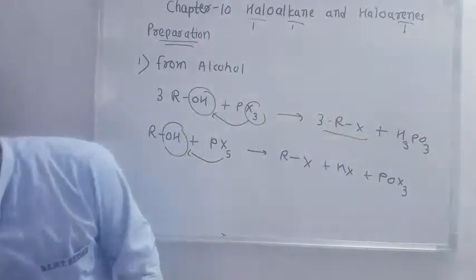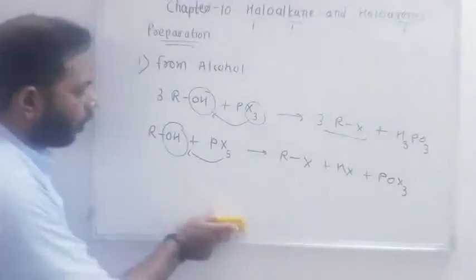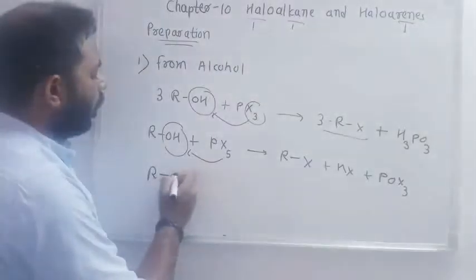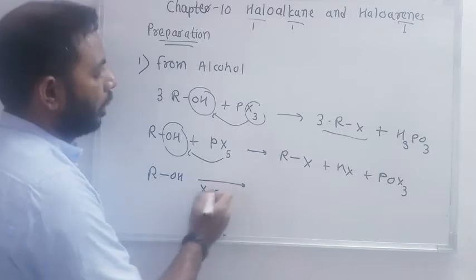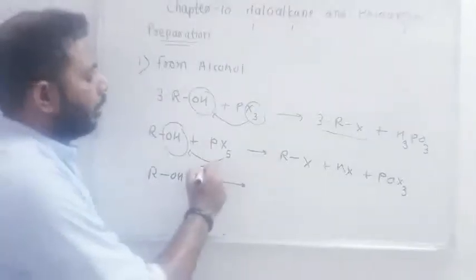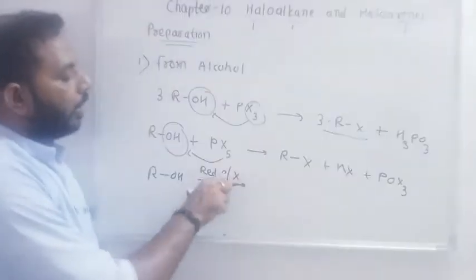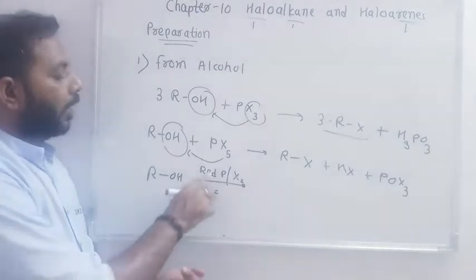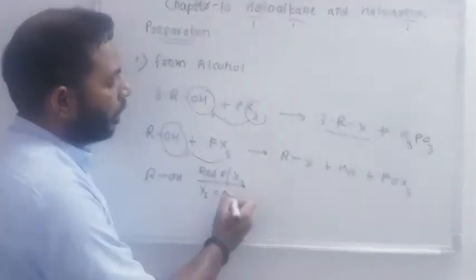Next product, alcohol, ROH, reacts with halogen, X2, in presence of red phosphorus. Alcohol reacts with halogen in presence of red phosphorus. X2, halogen can be anything. It can be bromine or it can be iodine. Okay.